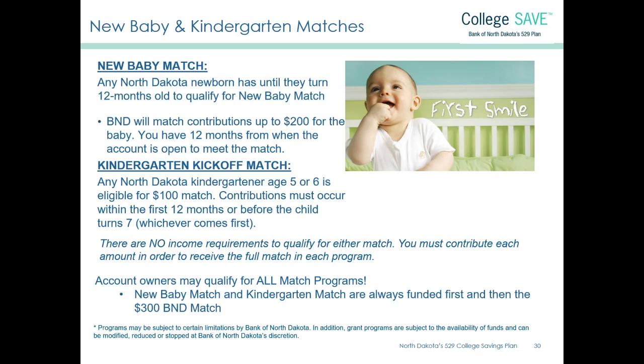And as soon as you put $100 in for that child, we're going to match it with another $100. So make sure you do this when they're 5 or 6. And you do have to contribute that $100 within 12 months of opting in or before the child turns 7 years old. So remember, the first two programs have no income restrictions. So you could make $20,000 a year or you could make $10 million a year. It's not going to stop you from being able to get these matches for your newborn or kindergartner.